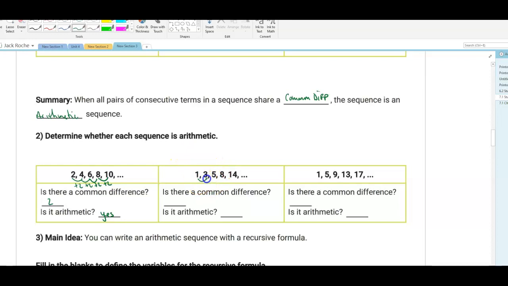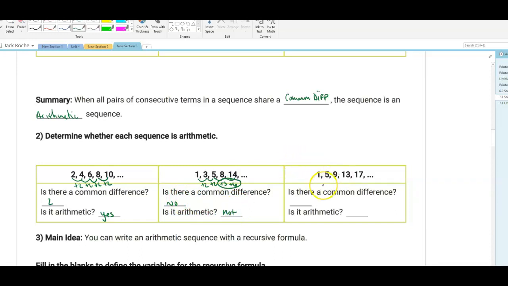When I look at the next one, I go up 2, I go up 2, I go up 3, and then I go up 6. Is there a common difference here? No, right? The up 3 and up 6 ruin it. Therefore, it is not arithmetic.